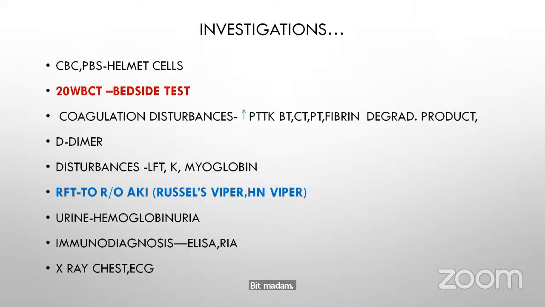So renal function tests are very important to rule out acute kidney injury. Urine shows hemoglobinuria. You can do immunodiagnosis by ELISA or radioimmunoassay, and of course an X-ray can be done and an ECG can be done. Next.